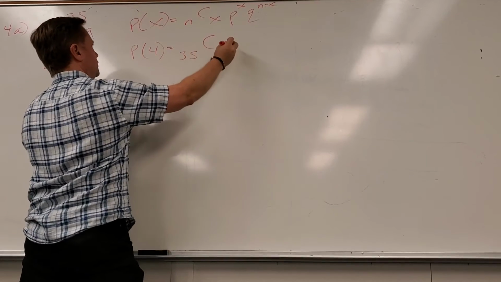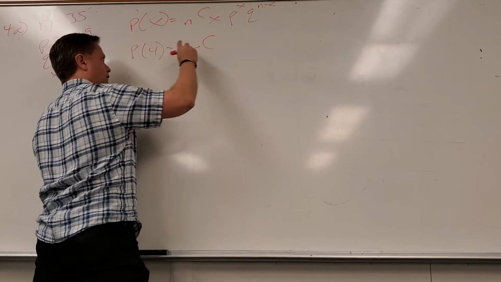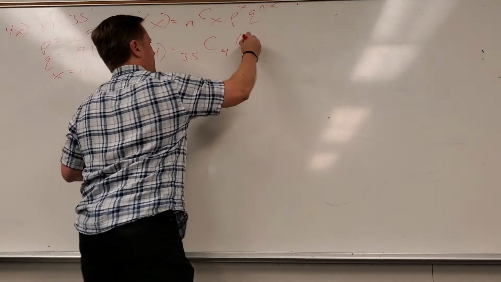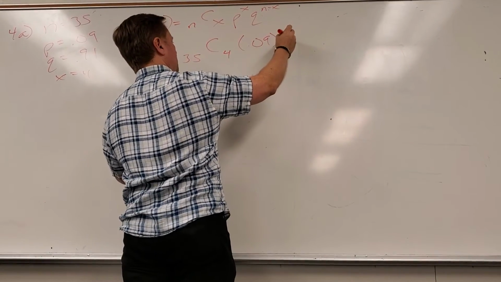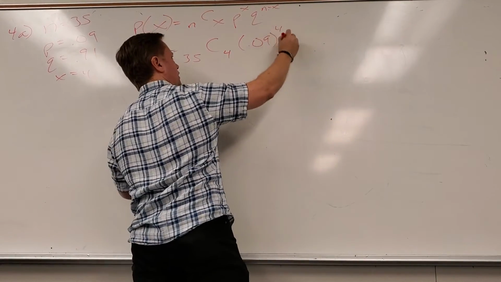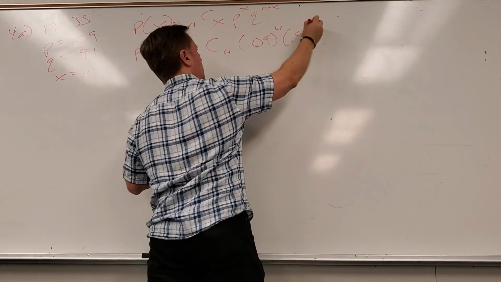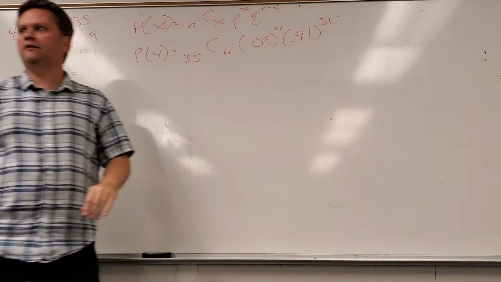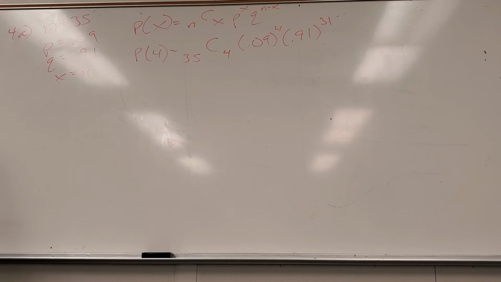35 people choose 4 of them. So how many successes do I want? 4. So how many failures do I want? 31. The rest. So the 2 exponents always have to add up to be n, because you're either one or the other.